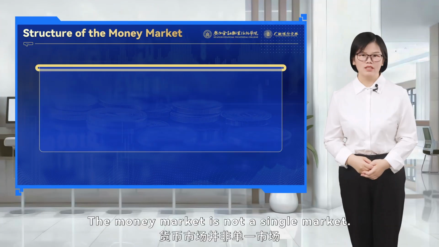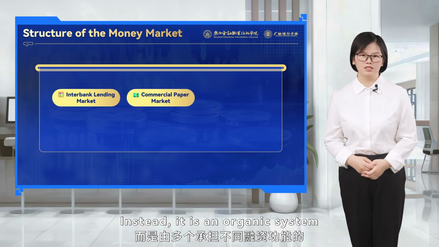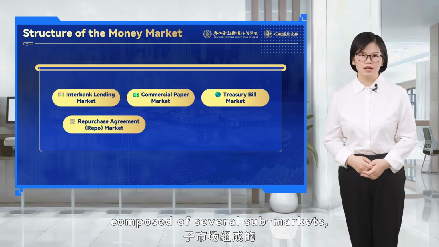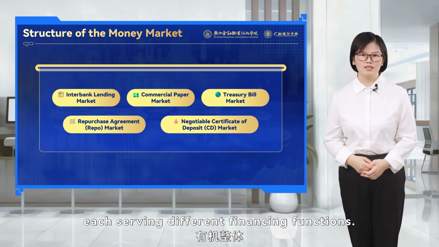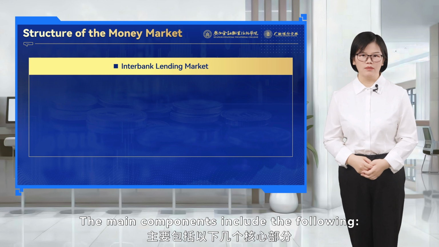The money market is not a single market. Instead, it is an organic system composed of several submarkets, each serving different financing functions. The main components include the following.